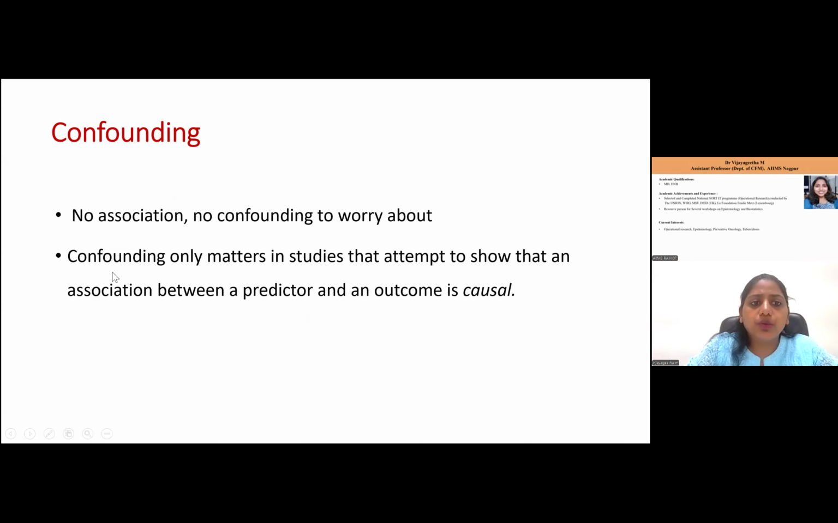Okay. So when do we have to bother about confounding? When we find an association, which is basically a relationship between 2 variables. Here, the variables are basically the exposure variable and the outcome variable. So whenever there is no association, we need not bother about confounding. But when there is an association, we need to see whether confounding is present or not. So confounding matters in studies that attempt to show that an association between a predictor and an outcome is causal.